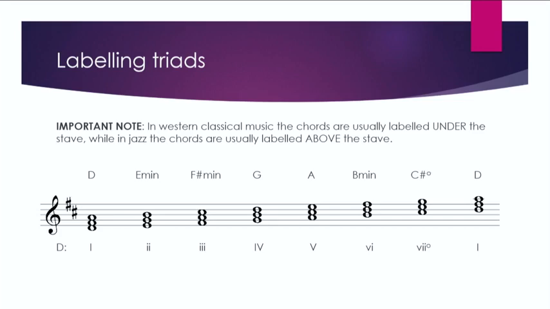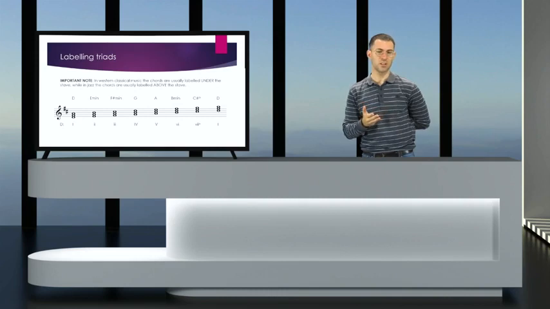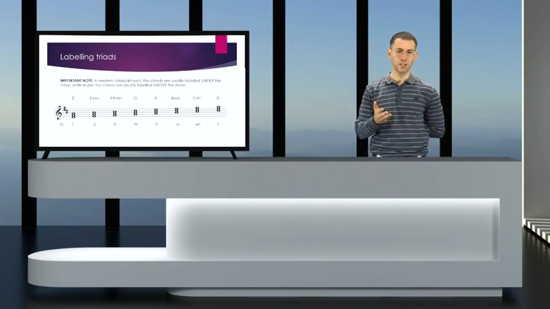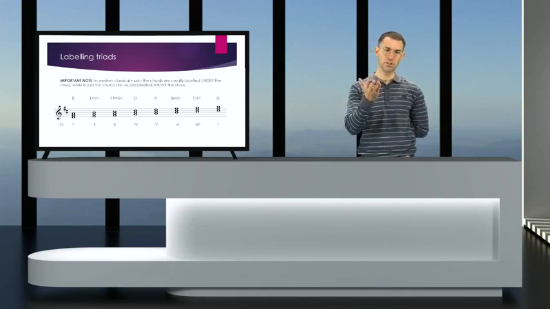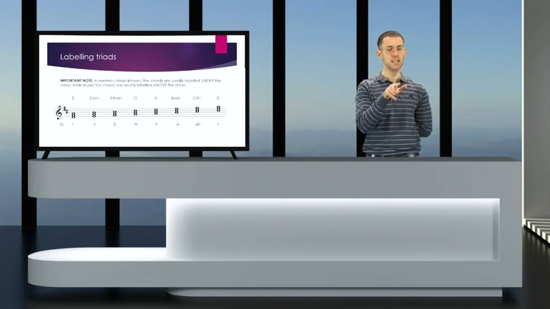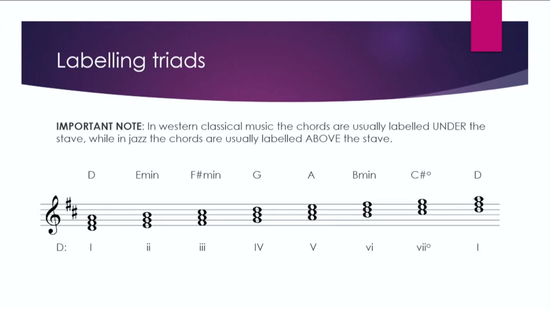Also, another important thing is that when you are using Western staff notation, or Western classical music, you also have to state the key at the beginning. So when you look at the screen now, you'll see that the key is stated from the beginning, D major, okay? Let's have a look at these chords starting with the jazz notation.